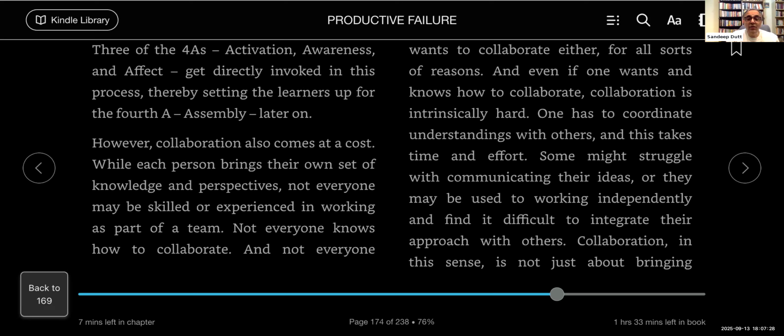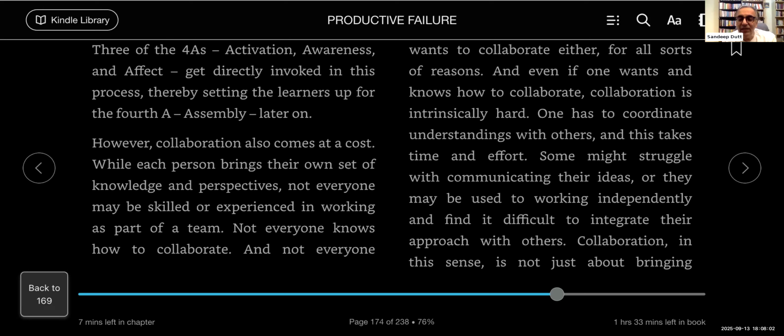However, collaboration also comes at a cost. While each person brings their own set of knowledge and perspectives, not everyone may be skilled or experienced in working as a part of a team. Not everyone knows how to collaborate, and not everyone wants to collaborate either, for all sorts of reasons. And even if one wants and knows how to collaborate, collaboration is intrinsically hard. One has to coordinate understandings with others, and this takes time and effort.